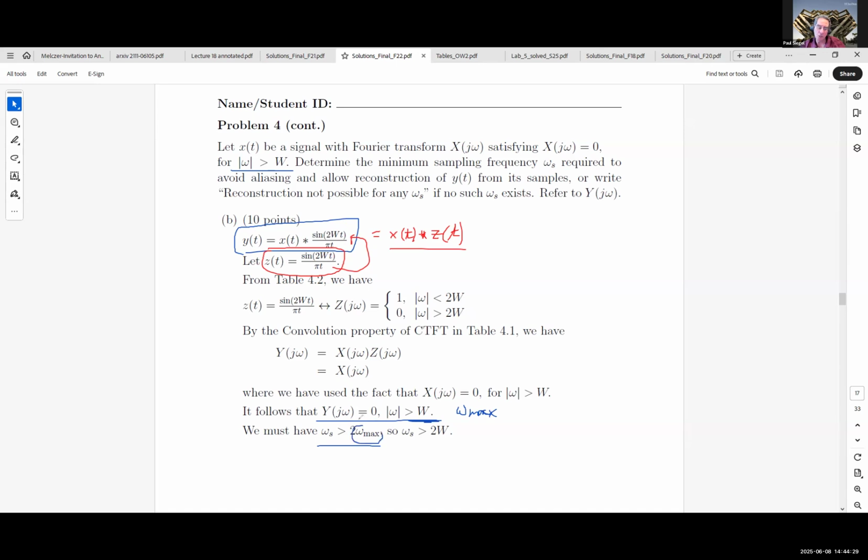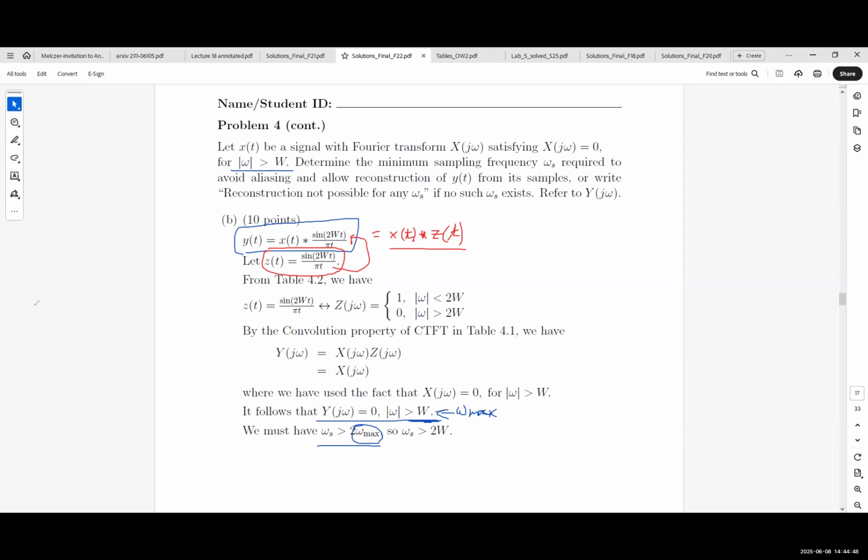Yeah, this is just the general jargon to refer to the maximum frequency of whatever signal it is that you're trying to sample. So in this case, it's y that we want to sample. And so this omega max was supposed to be the maximum frequency of y of t. Yeah. Okay. That sounds good.